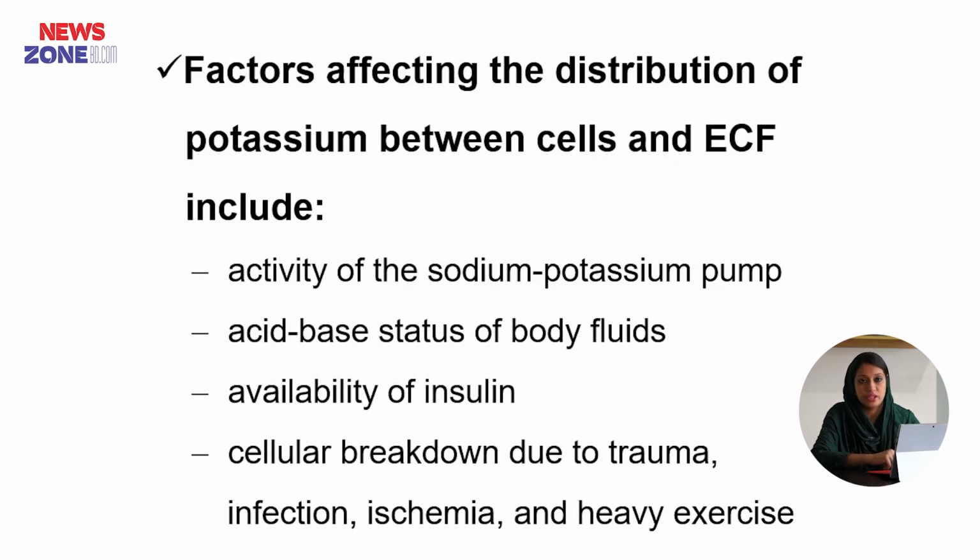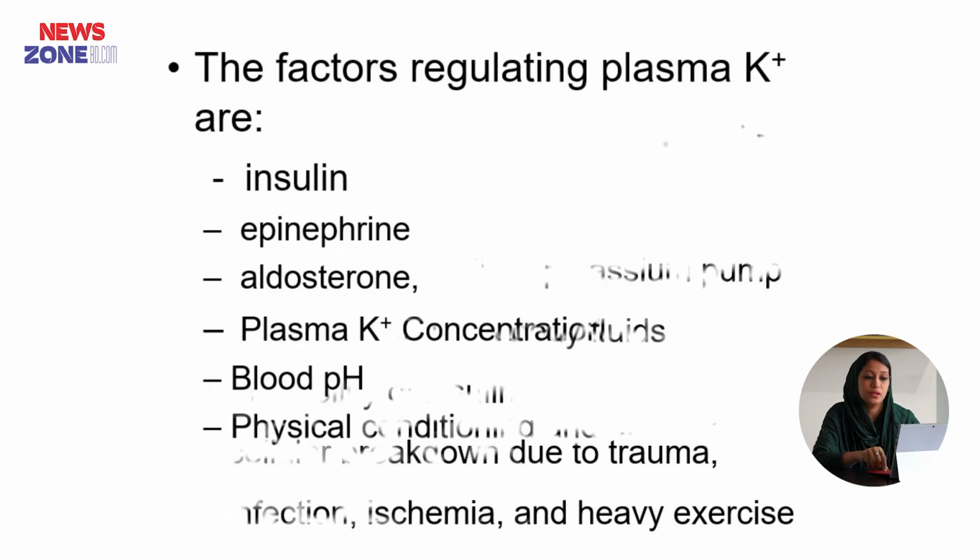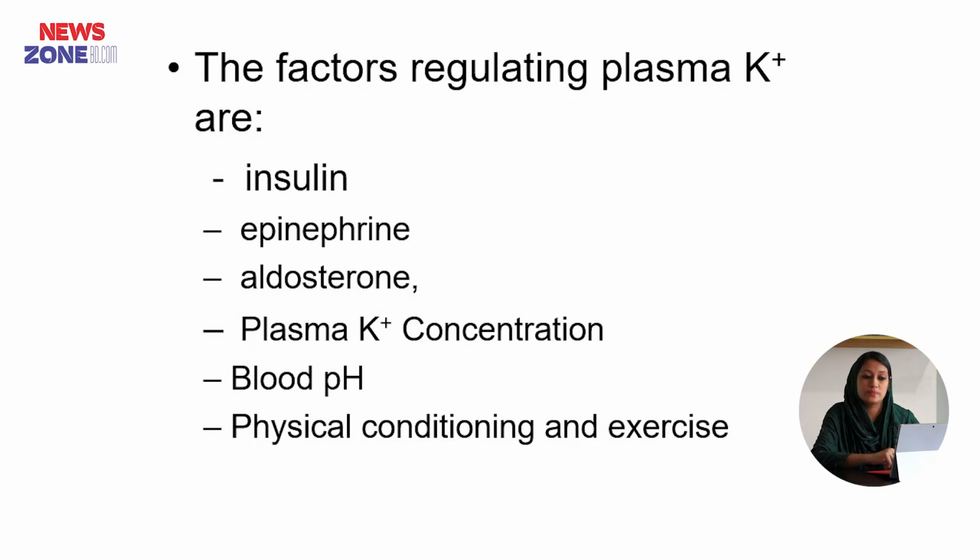The factors affecting the potassium distribution between cells and the extracellular fluid include activity of the sodium potassium pump, acid base status of the body, availability of insulin, and cellular breakdown due to trauma, infection, ischemia, and heavy exercise. The factors regulating plasma potassium concentration are insulin, epinephrine, aldosterone, plasma potassium concentration itself, blood pH, and physical conditions and exercise.